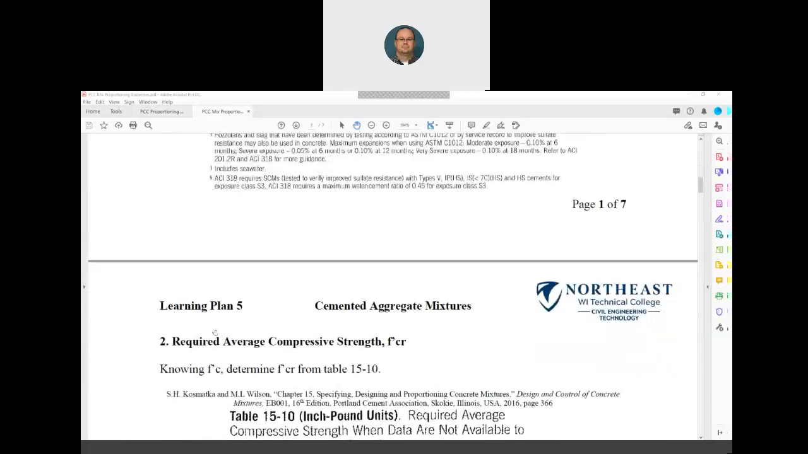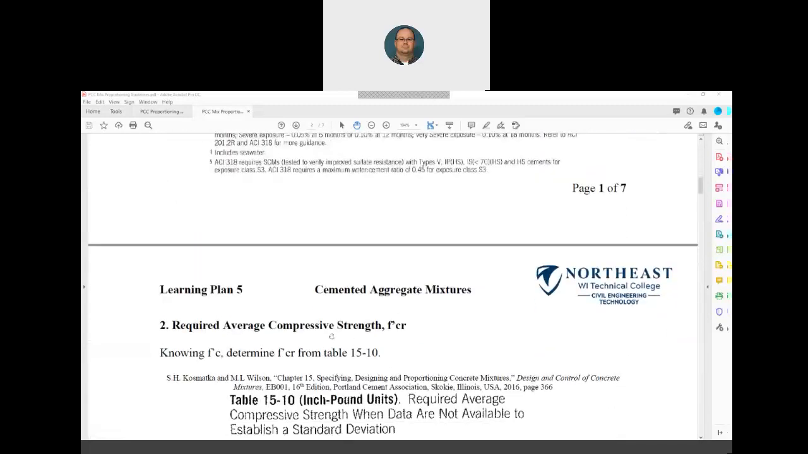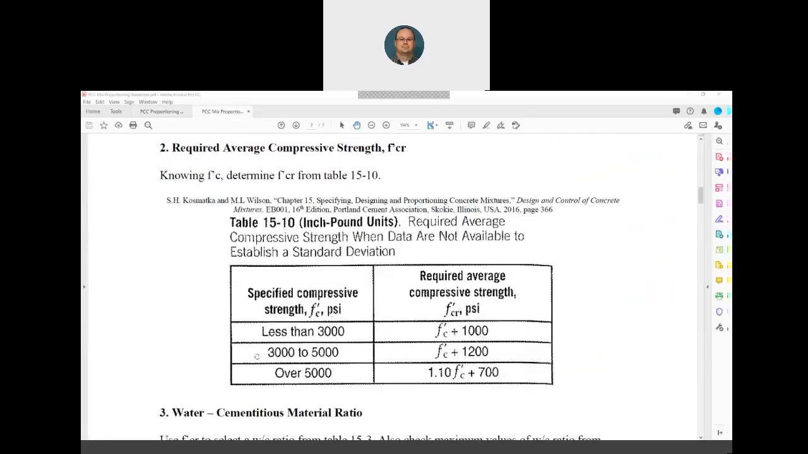All right. Step 2, required average compressive strength, F prime CR. Knowing F prime C, okay, that's from step 1. Determine F prime CR from table 15.10. All right, so less than 3,000, 3,000 to 5,000, over 5,000. So basically, we're going to take that F prime C value and add 1,200 PSI. This is a factor of safety. Okay, so we make sure we get at least that value.